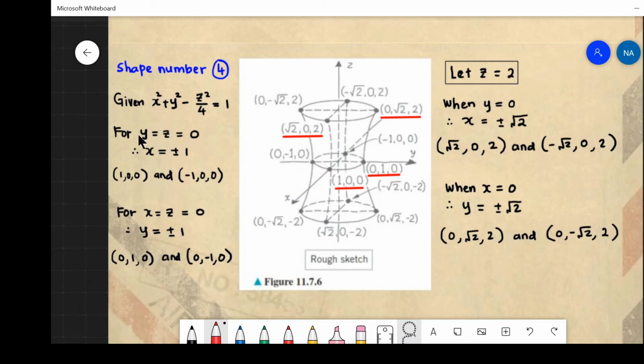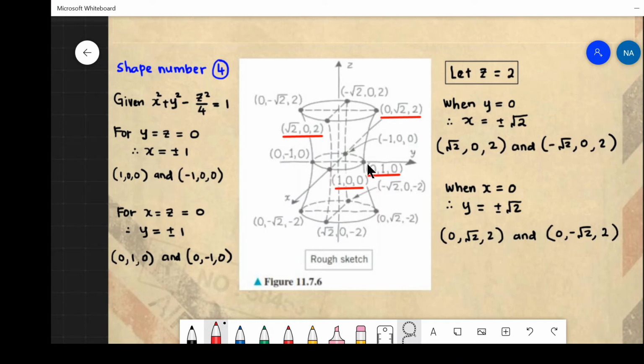We have Y equal to Z equal to 0, and then substitute this value into the equation, and we are getting the X value, and we are getting the 2 coordinates just right over here. This is for the first point.